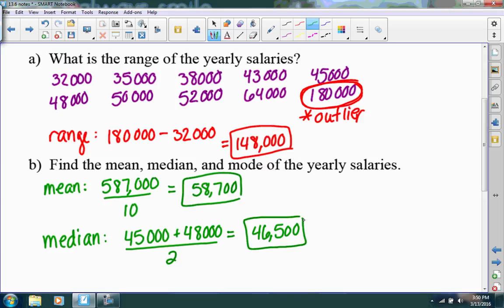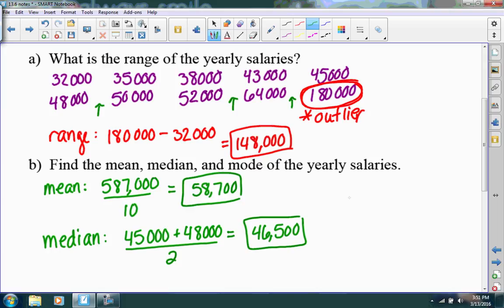So 46,500, that's right in here if I was to add it to my list. So that's kind of in the middle of our numbers, or close to the middle. The 58,700, that would be right in here. That's near the high end of my numbers. And the 148,000 for my range, that's almost all the way to the top of my numbers.